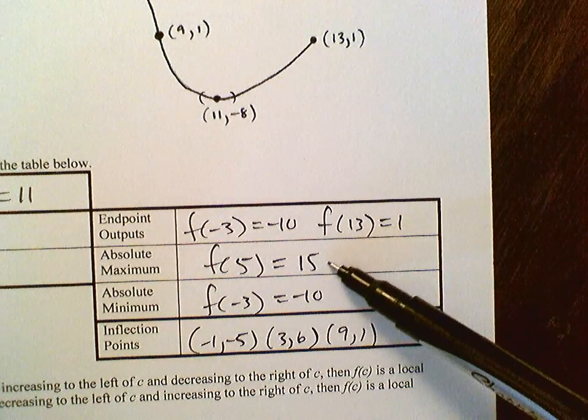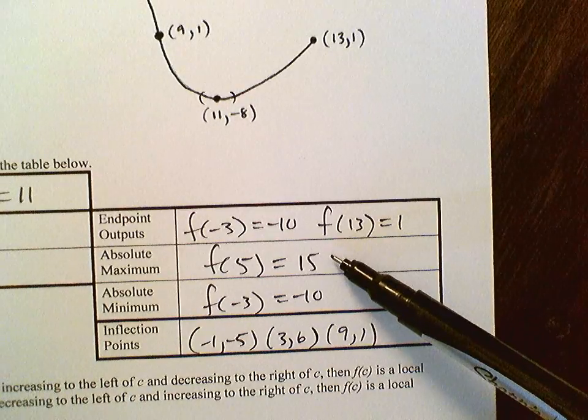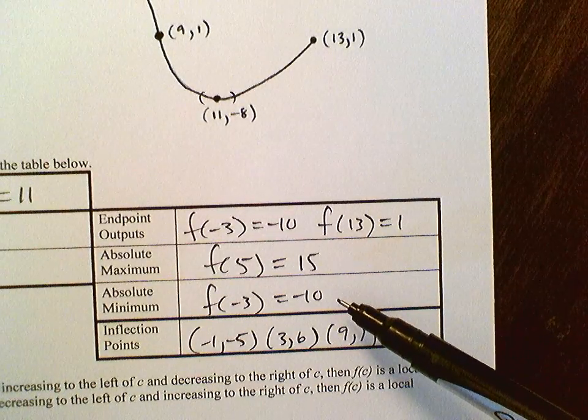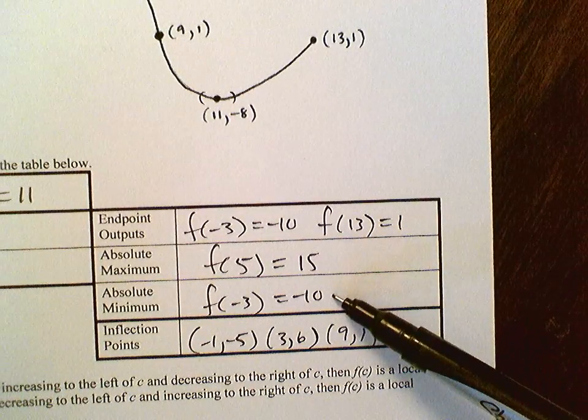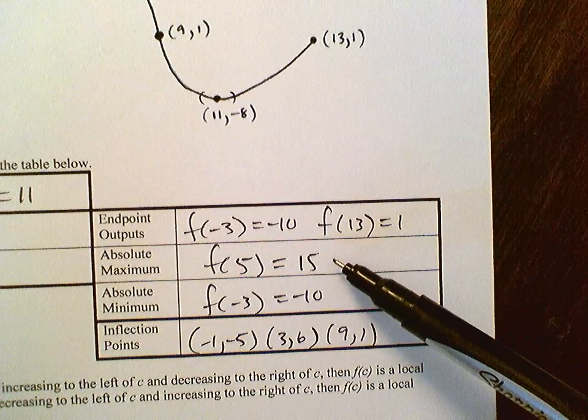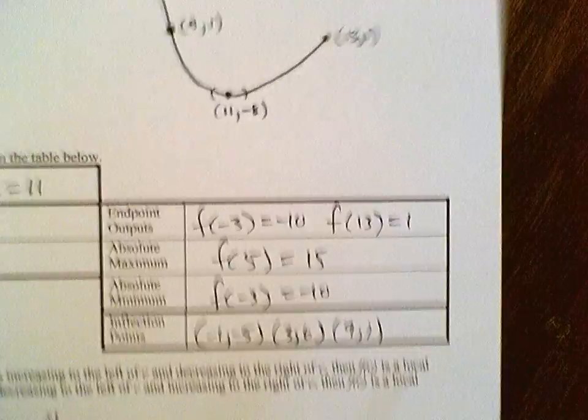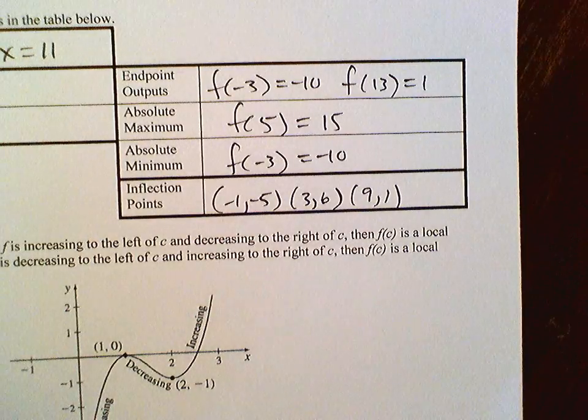And it turned out that this was the highest y value overall, this was the lowest y value overall. This was not an endpoint, this was. So this one was also a relative maximum. Inflection points right there because there's changes in concavity.